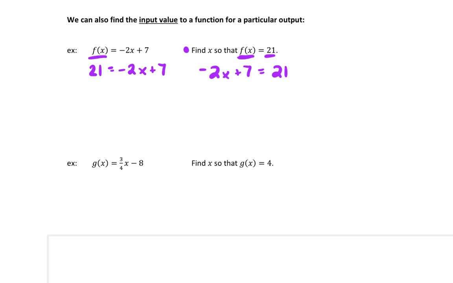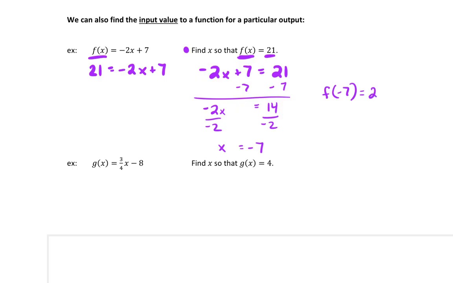Okay, I'm going to make my pen a little thinner. So here, we just solve, and this is your basic algebra. We divide by negative 2, and x is going to be negative 7. So what this is saying is that when you have f of negative 7, when x is negative 7, the output of the function is 21. As an ordered pair, it looks like this. So there are different ways that you can write the notation. Go ahead and try the next one, and I will provide the answer.